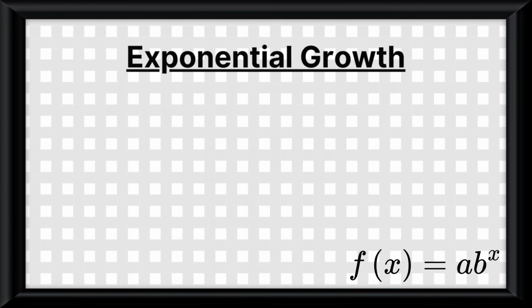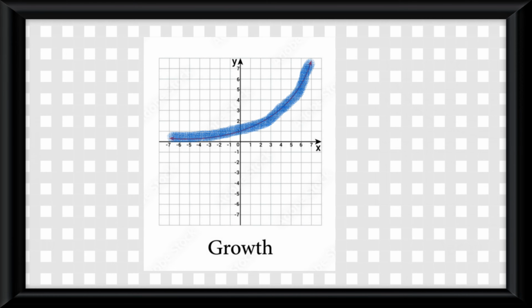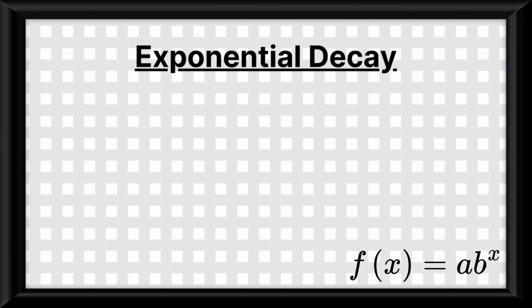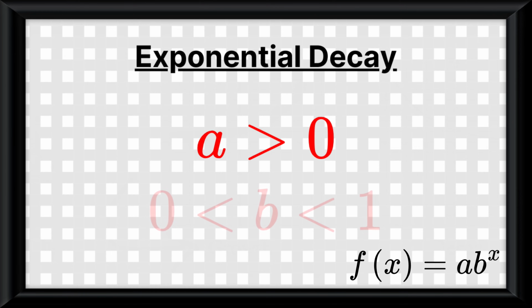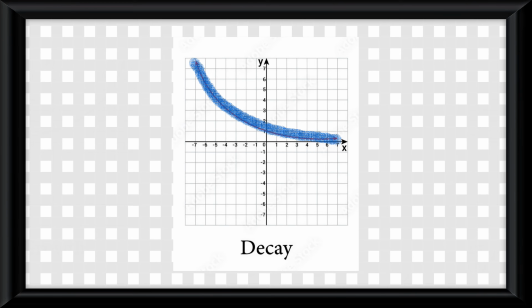An exponential growth happens when a is greater than 0 and b is greater than 1. It looks like this on a graph. You can see it growing, hence it being called a growth. An exponential decay happens when a is greater than 0 and b is less than 1 but greater than 0. It looks like this on a graph, and you can see it decreasing, hence it being called a decay.